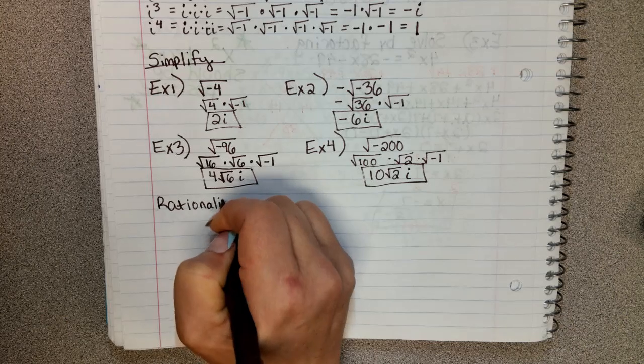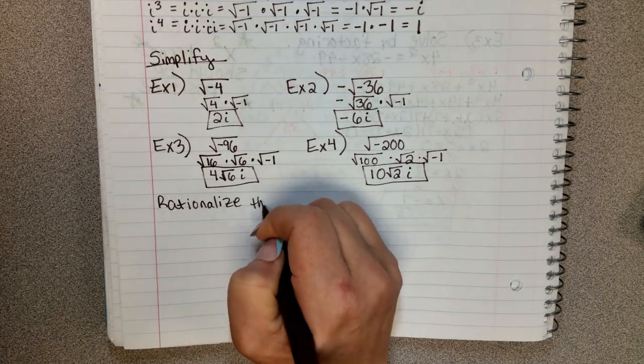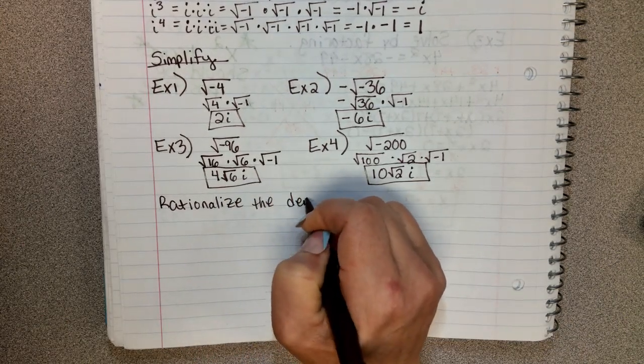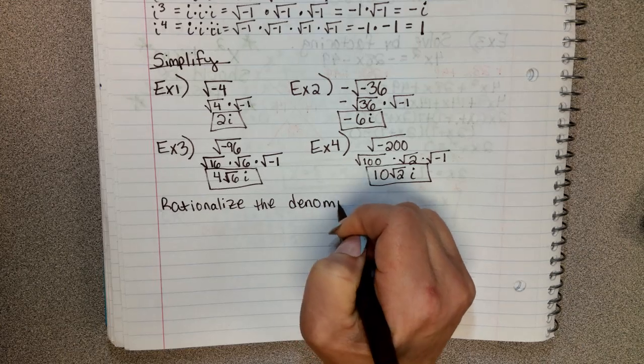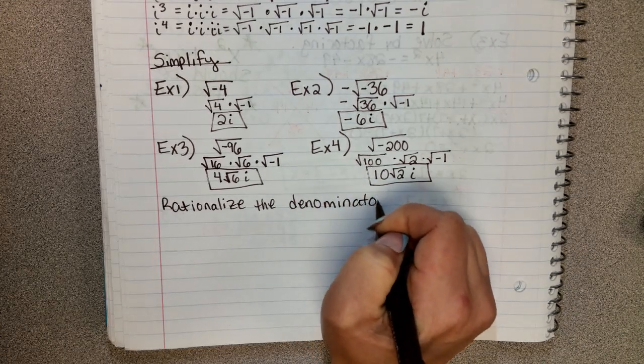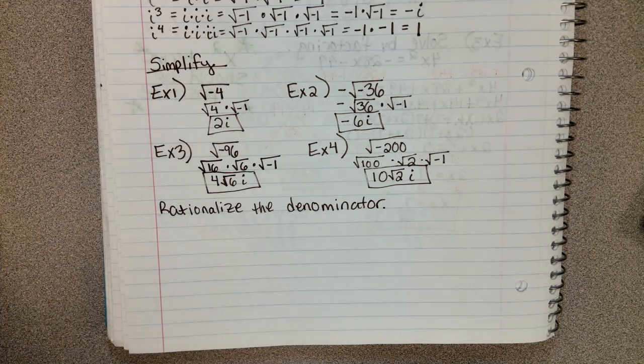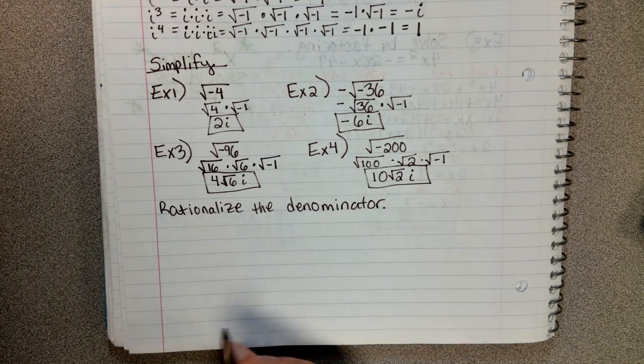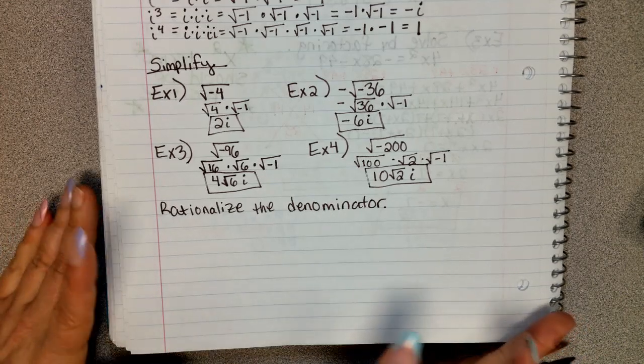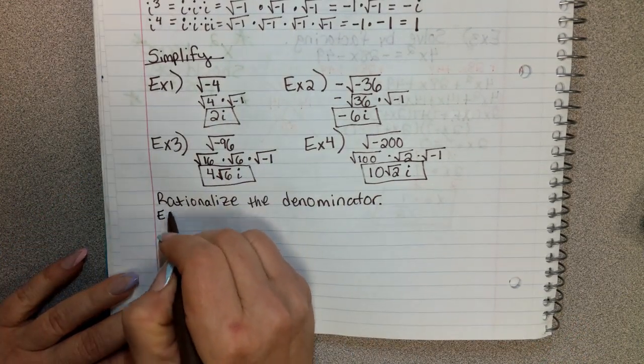Rationalize the denominator. When you rationalize the denominator, basically what you're doing is you're keeping all of the radicals, or all of the square roots, out of the denominator. You're turning the denominator into a rational number. Okay? And you did this a lot in geometry.